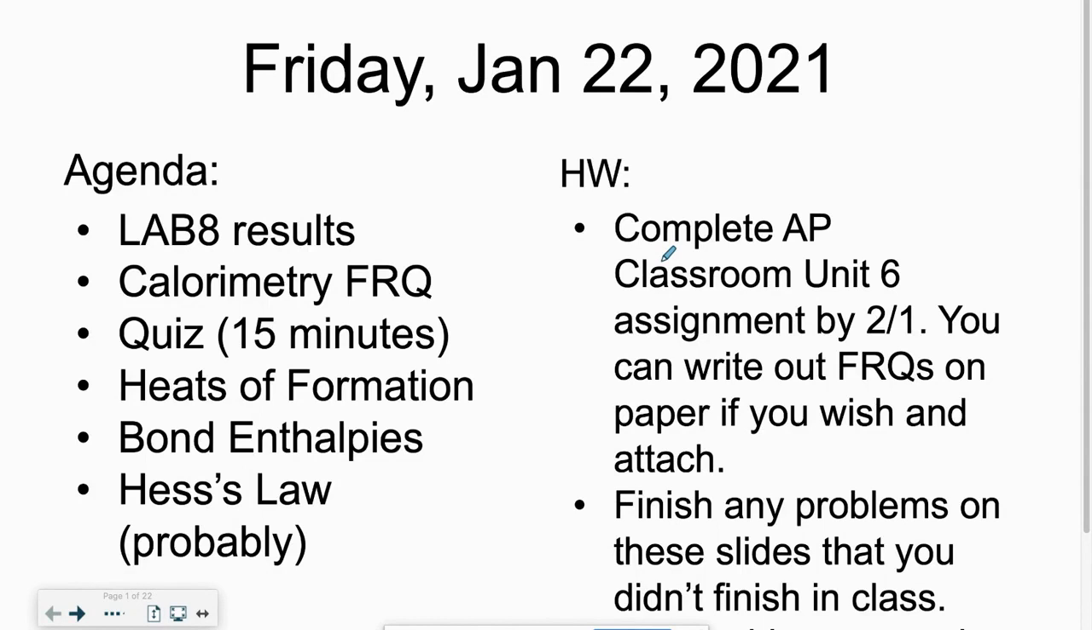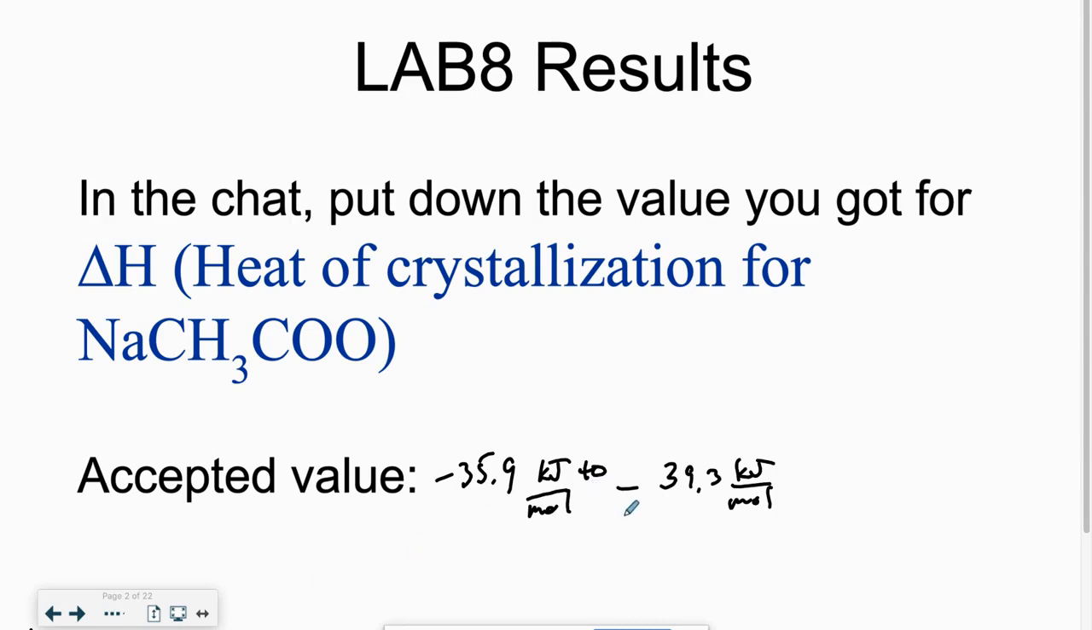I'll be going over some key calculations and the important points of this class. So first of all, I shared the accepted value for the heat of crystallization. Nice job. Most of you got quite good values considering that this is an experiment that has a lot of sources of error as well as assumptions.